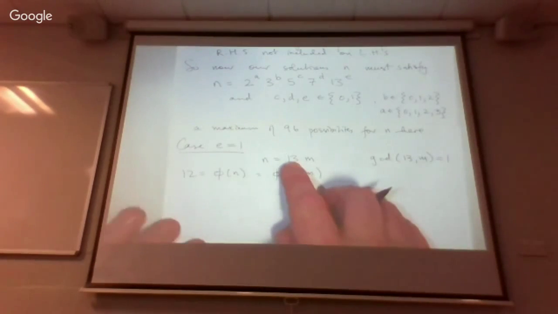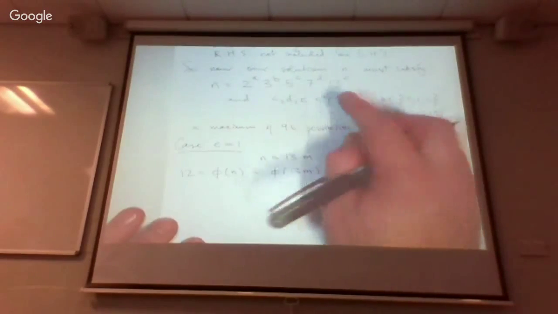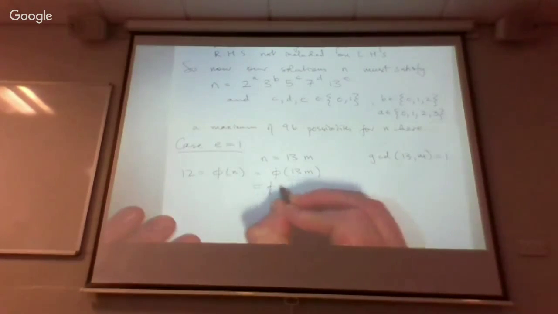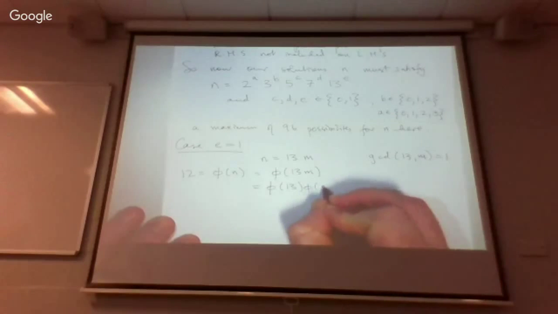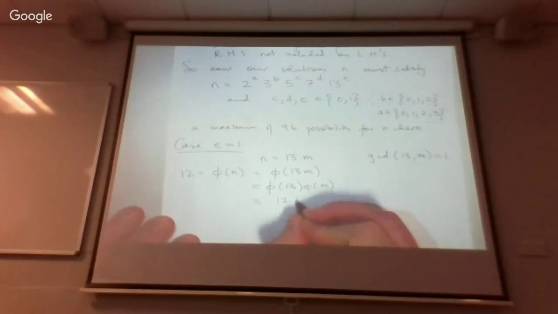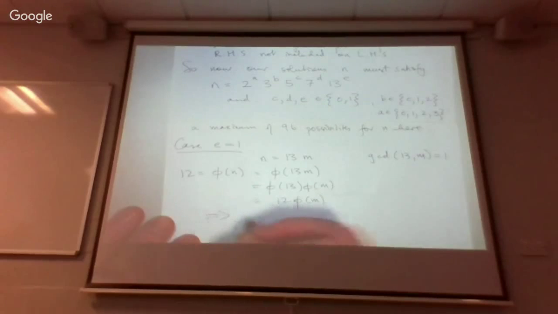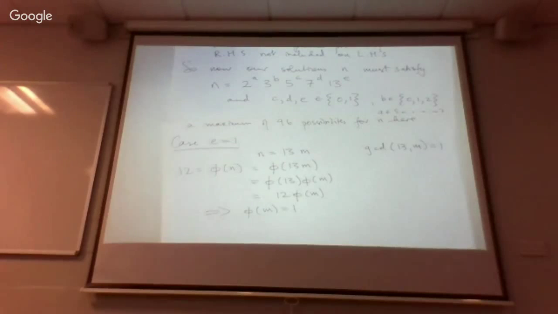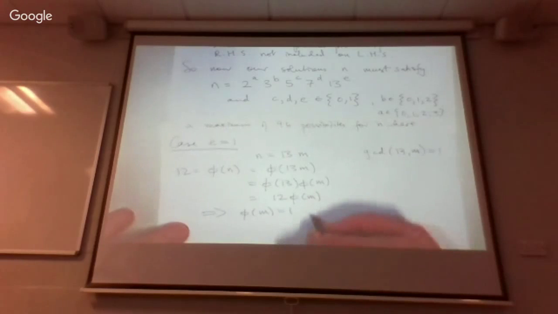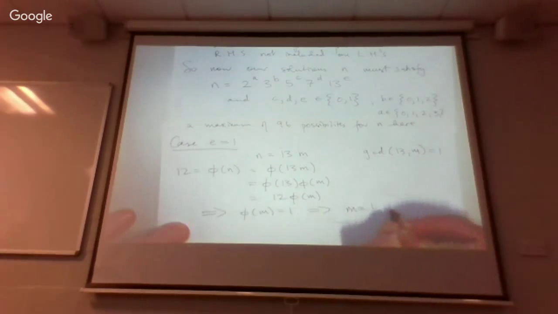So perhaps I could have a 13. m would stand for all the rest of it, which is co-prime to 13. So this would be phi of 13 times phi of m. So this is 12 times phi of m. So that would imply that phi of m was 1. Now, which numbers have phi of m equals 1? There's only 2, 1 and 2. So that implies that m is equal to 1 or 2.